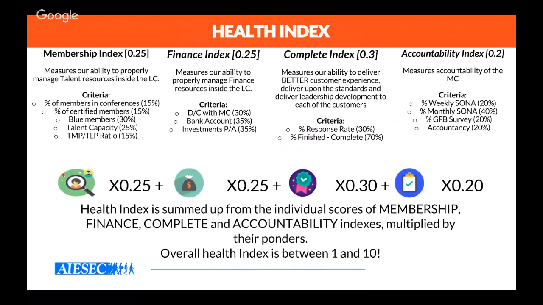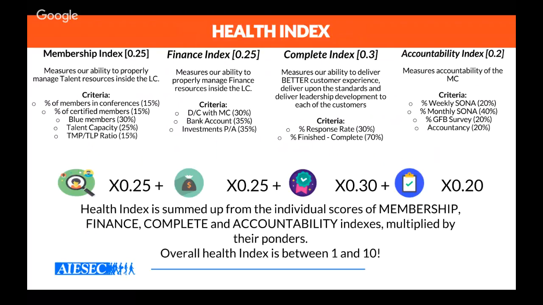Then regarding the health index, this is split into 4 different indexes: the membership, finance, complete index, and accountability one. These are the main things that make an LC healthy and sustainable. Starting from the membership one, that weighs like the finance one, what are we measuring here?